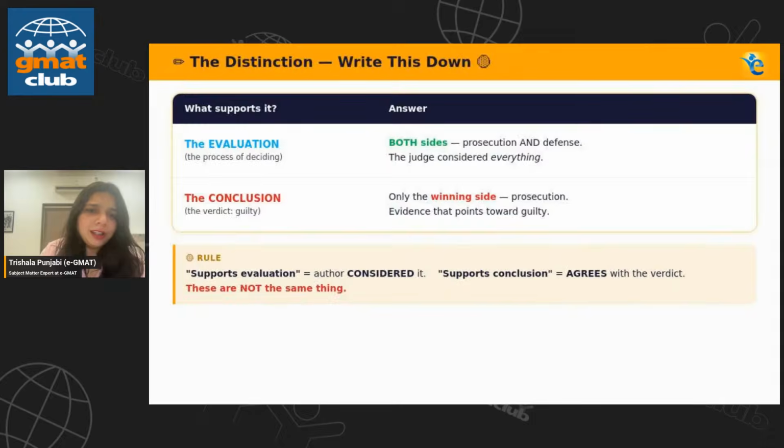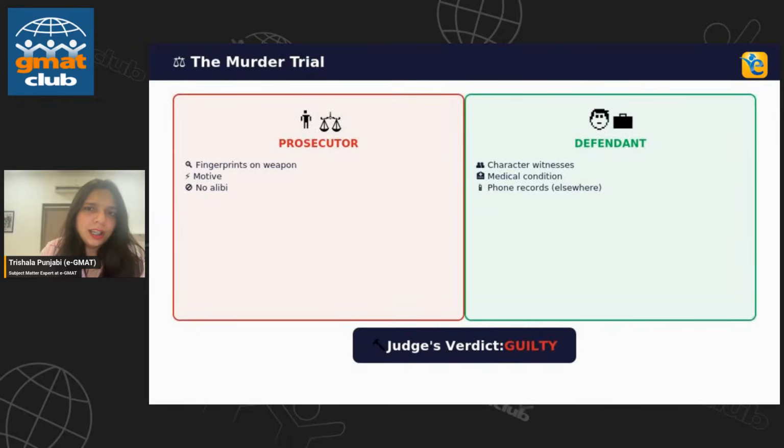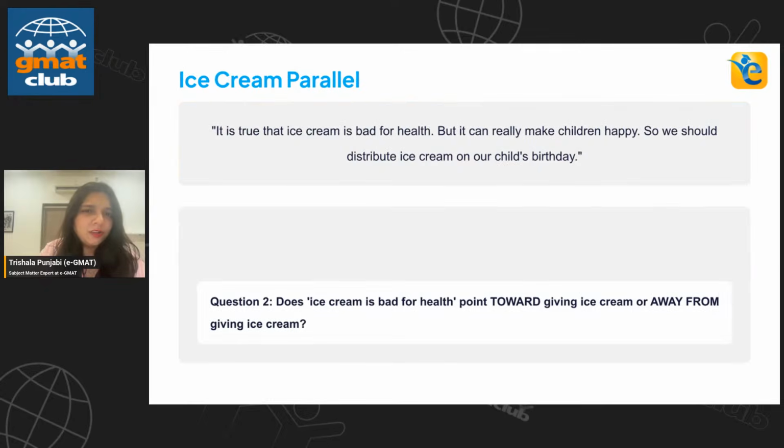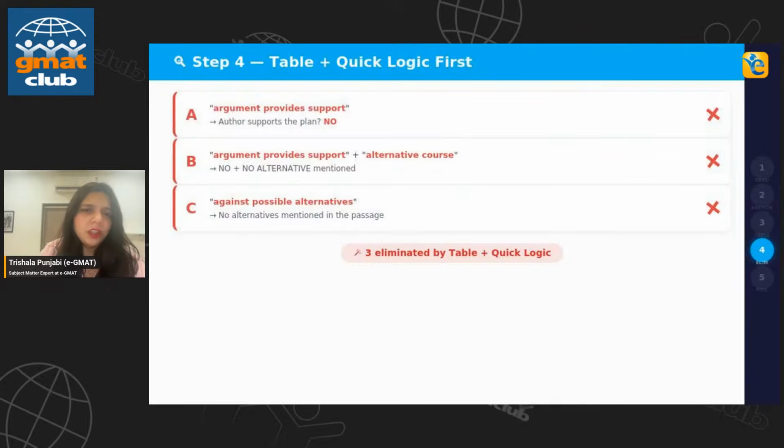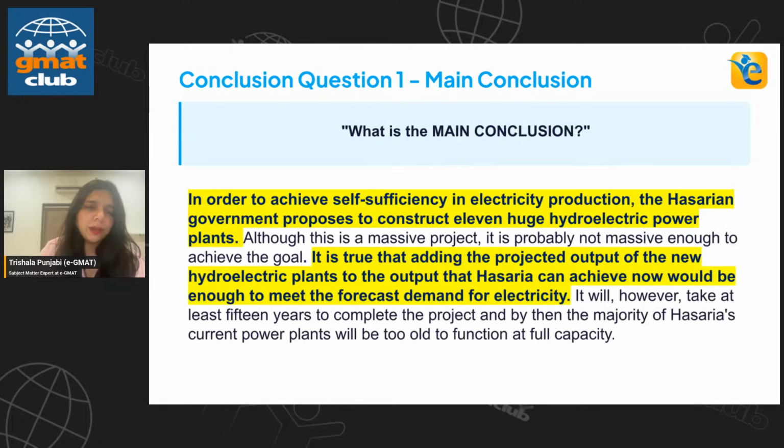If you look back at the argument, what is happening here? This is a very classic debate structure. There's one plan: you want to construct 11 huge hydroelectric power plants. The argument says that it is not massive enough. Then the argument makes a concession. The argument says, listen, it is true.